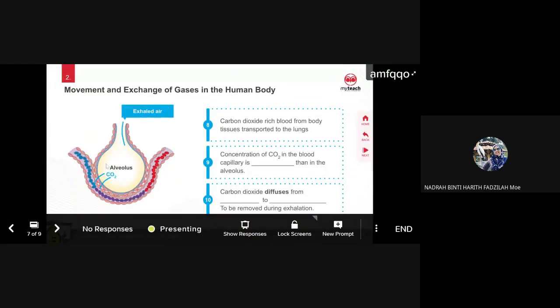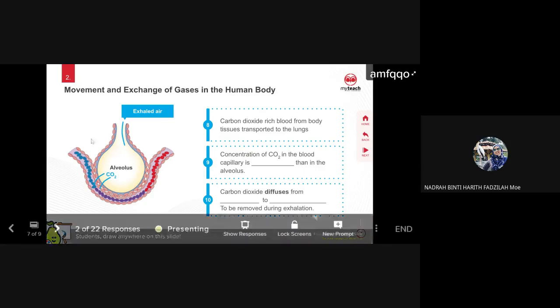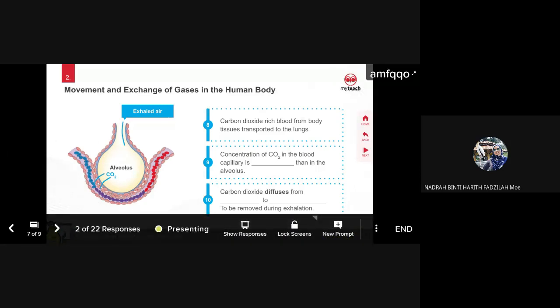So, we know that carbon dioxide from the body tissues enter the blood capillary and blood travels from body tissues back to the lungs. So, what happens after that? Cuba lengkapkan step pada box 9 and box 10. What happened over there? Simple saja kan. Dia basically lebih kurang sama dengan yang kita dah buat tadi.